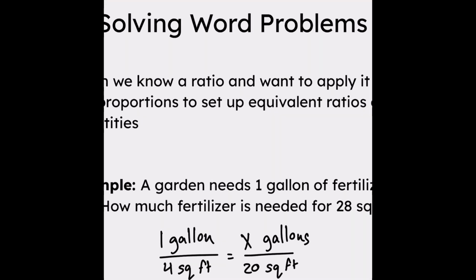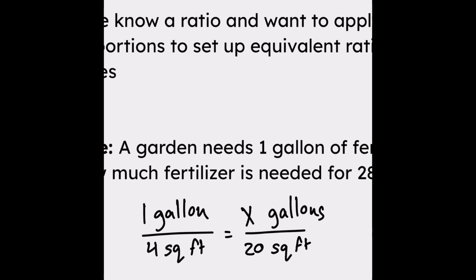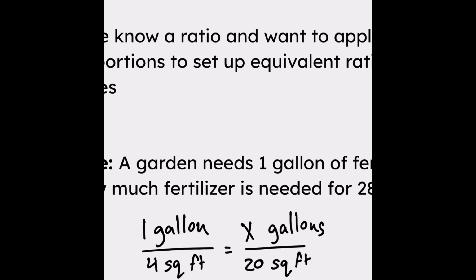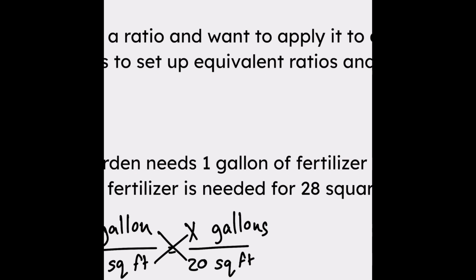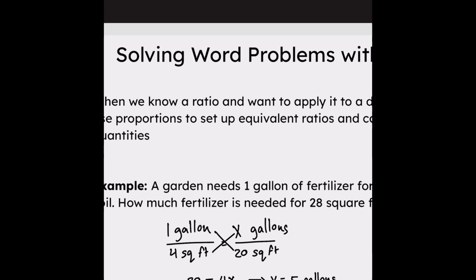In the previous example, we just used an equivalent fraction. And although we could do that here too, I want to show a different way of solving it. We could also cross multiply. So if you multiply 1 gallon times 20 square feet equals 4 square feet times x gallons, that's going to be 1 times 20 is 20 equals 4 times x. And you divide both sides by 4 and you'll get x is equal to 5. So that's going to be 5 gallons for 20 square feet. That's another way that you could solve a proportion.